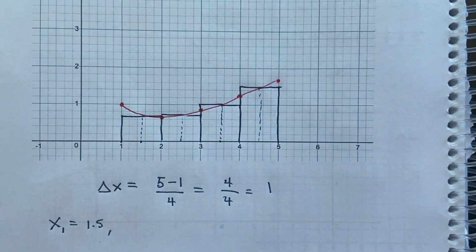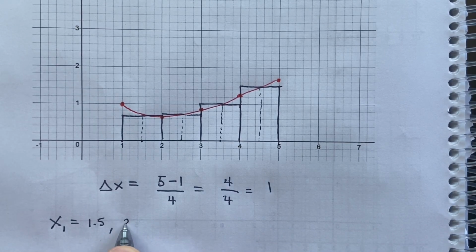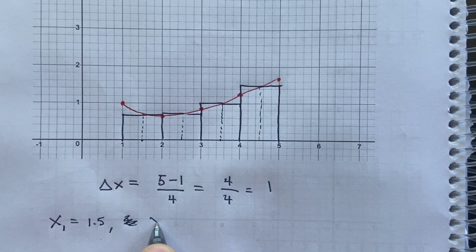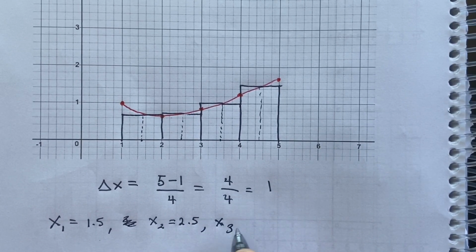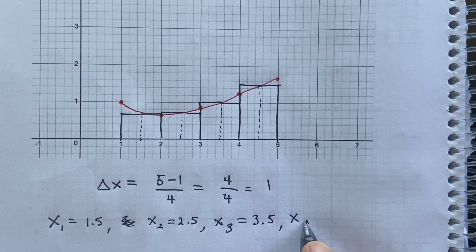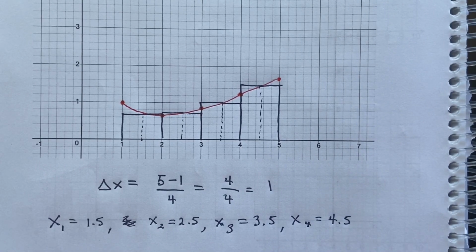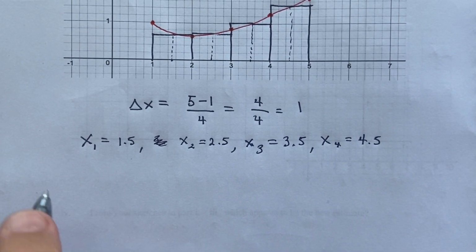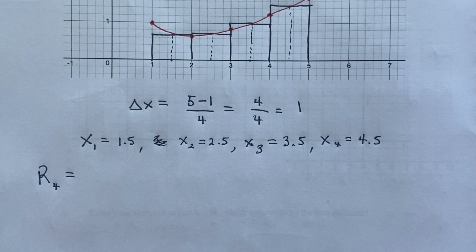So here are our 4 approximating rectangles. In other words, I'm taking my x1 to be 1.5, then x2 is 2.5, x3 is 3.5, and then x4 is 4.5. So for my approximating, I'd have R sub 4 as, I'll just write it all together now, this time.